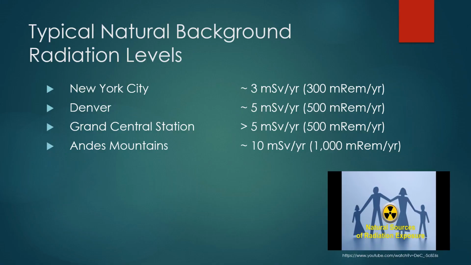Included in this slide are typical natural background levels. New York City is approximately 3 millisieverts per year, or 300 millirem. Denver is approximately 5 millisieverts per year, or 500 millirem. Grand Central Station is greater than 5 millisieverts per year, or 500 millirem. This is because of the granite walls. The Andes Mountains are approximately 10 millisieverts per year, or 1,000 millirem.